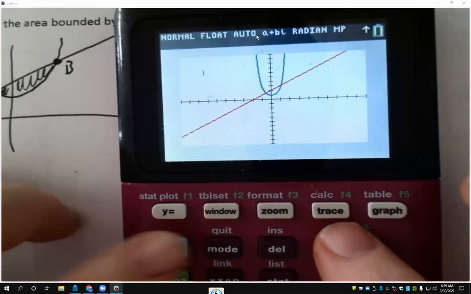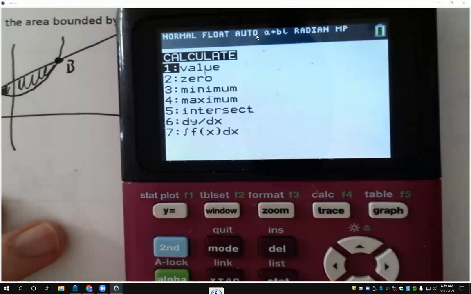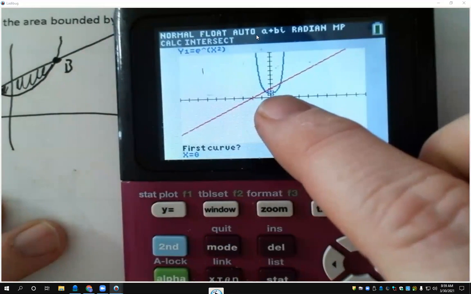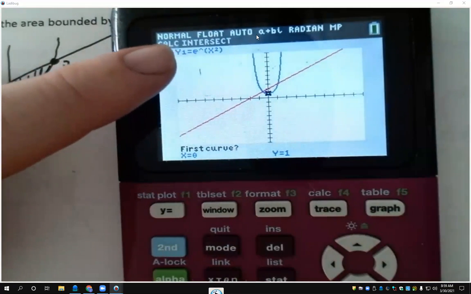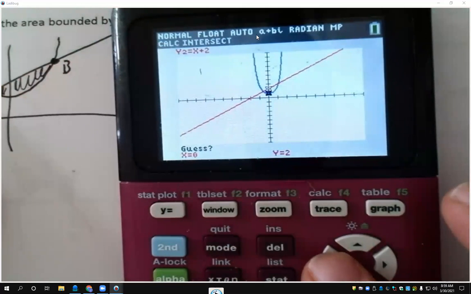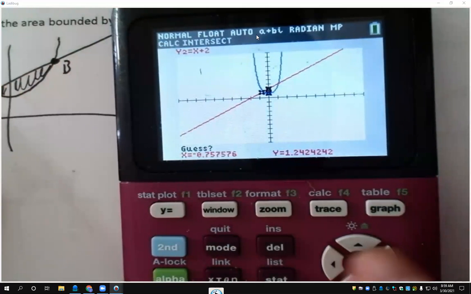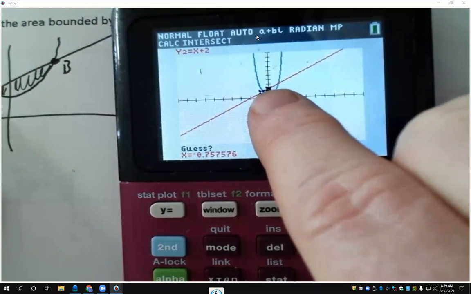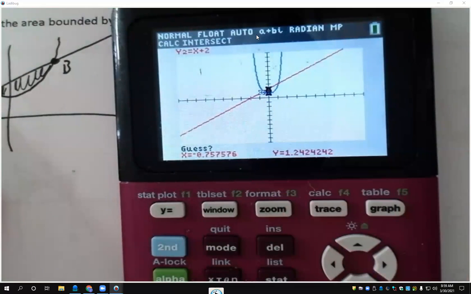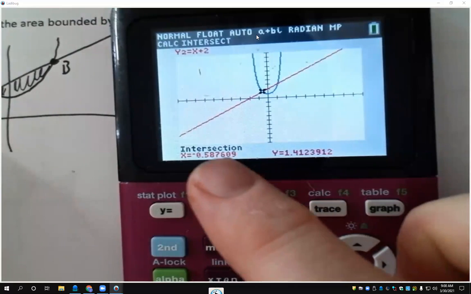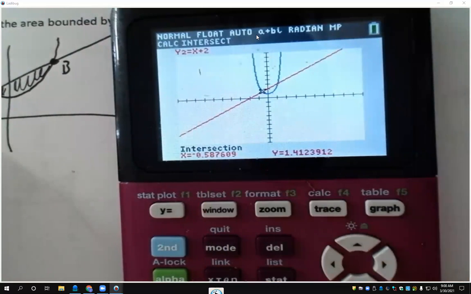Okay, I'm going to go second calc, option 5, and I'm going to find the one on the left first. So the calculator says I'm on y1, enter. Calculator says I'm on y2, enter. And I'm going to move my cursor to the left so it's closer to this intersection point. Okay, so I'm looking at this intersection point right here, and then I'm going to hit enter. Okay, it tells me that that number is negative 0.587 as an x value.